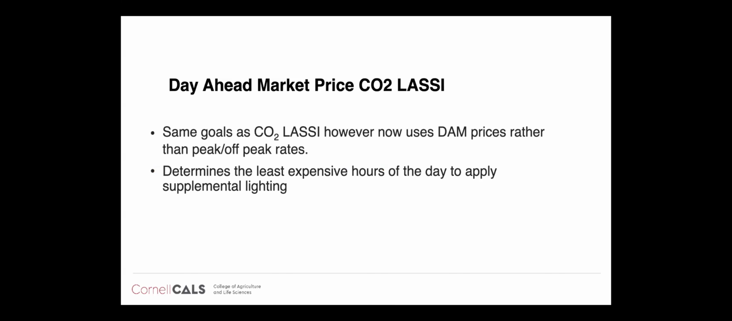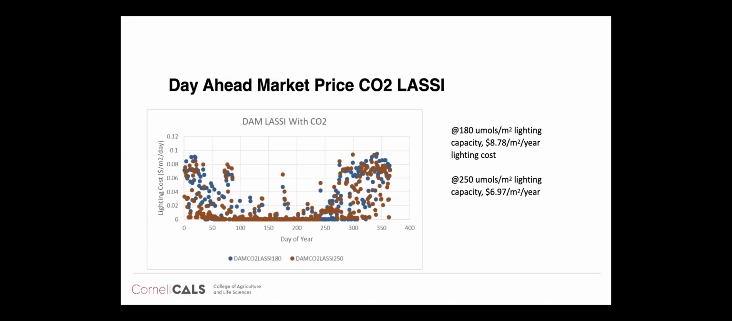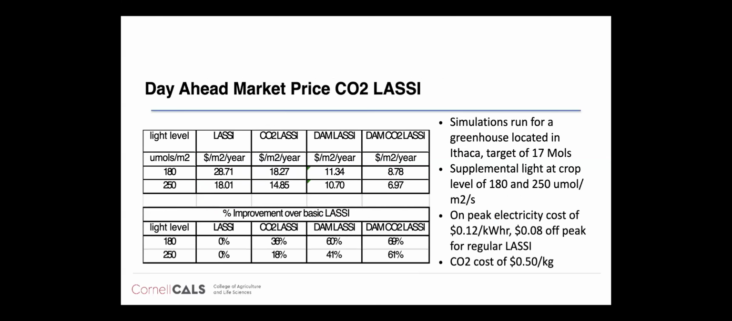Okay, so this is another flavor: throwing CO2 into the mix with the day ahead market price. Again, we're looking at the least expensive hours of the day to apply the supplemental lighting and the CO2. So, next slide. Again, the familiar chart. We can see no lighting or very minimal lighting in the summer, and then lighting in the darker periods. And again, not a huge difference between the 180 and the 250 micromole capacity.